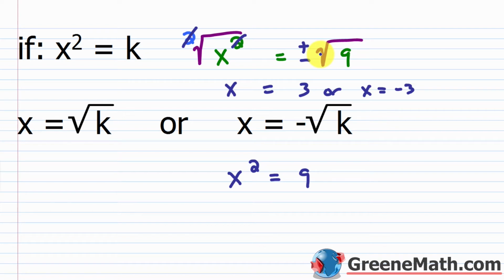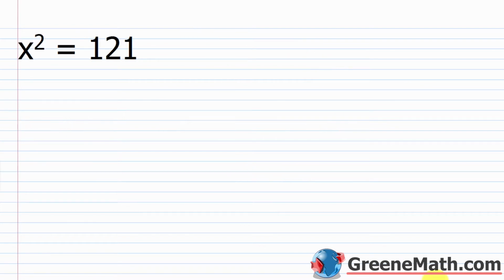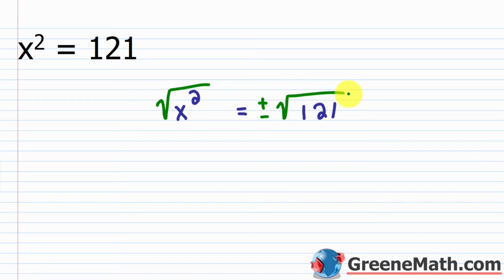Let's take a look at an example. So suppose we had x squared equals 121. So let me rewrite the problem over here. So we have x squared is equal to 121. Again, if I want to solve this for x, I would take the square root of this side. And I would go plus or minus the square root of this side.